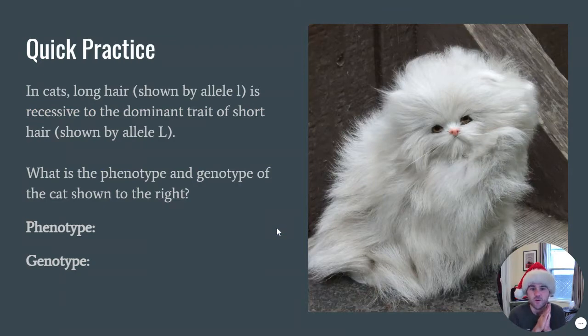So some quick practice here. We have a fluffy little cat. And in cats, long hair, shown by the allele lowercase l, is recessive to the dominant trait of short hair. So short hair is the dominant trait, which would be shown by the allele big L. I want you to look at this cat and tell me, what is the phenotype and the genotype of this cat? I'll give you 5 seconds.